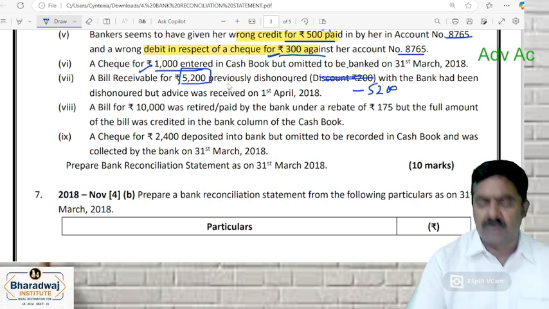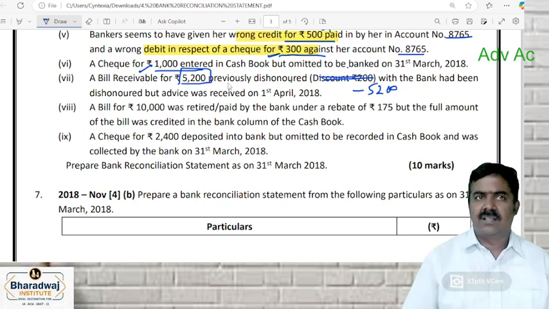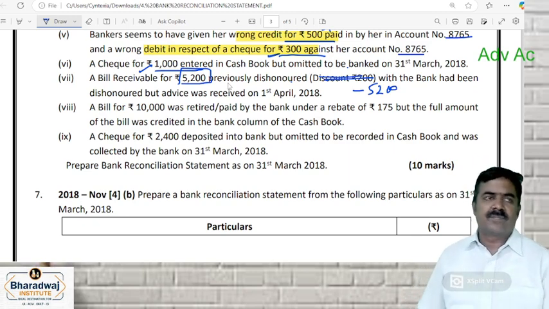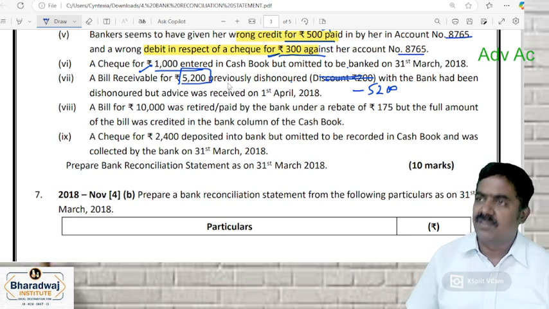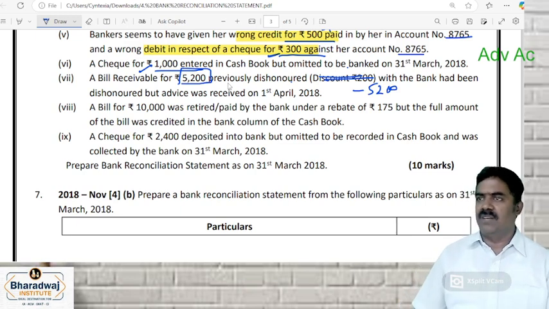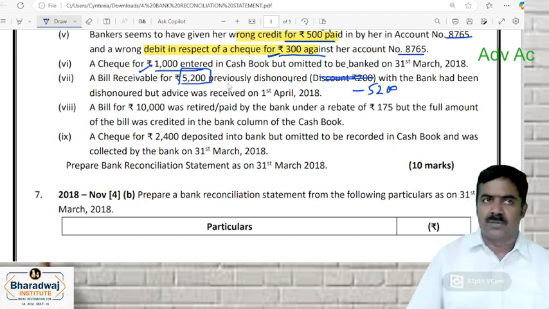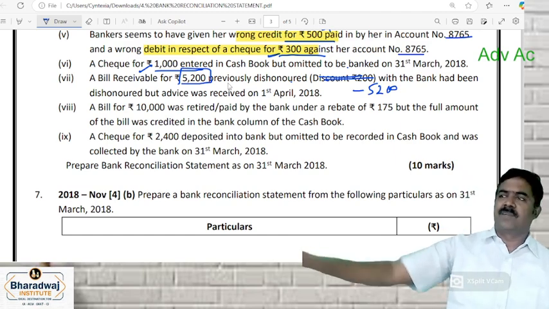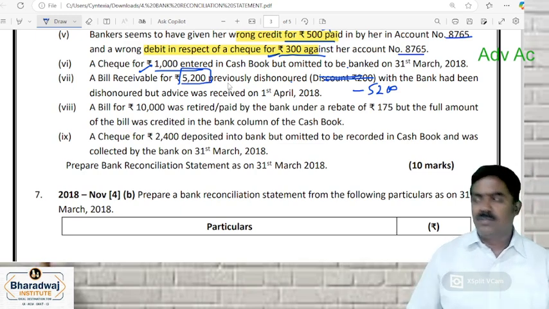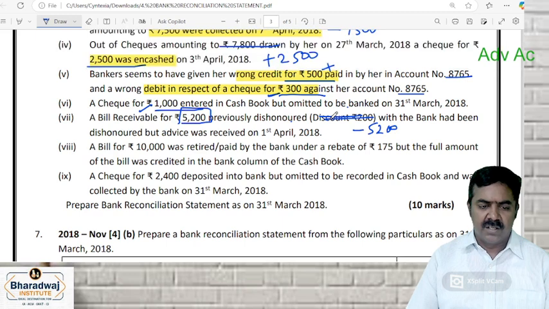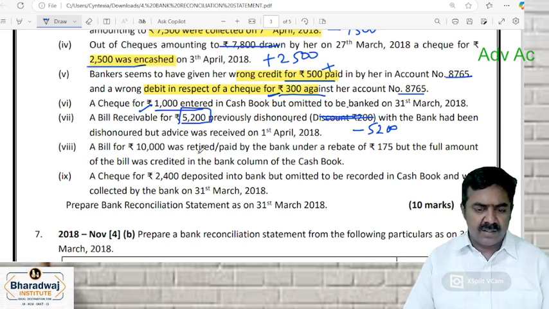Don't bother about the discount. See, when the bill is dishonored, how much the banker will deduct? Discounted value or gross bill value? Gross bill value. So bank deducted 5200. Customer deduct பண்ணல within 31st March. We should add it back. OD starting point minus 5200. Minus 5200.